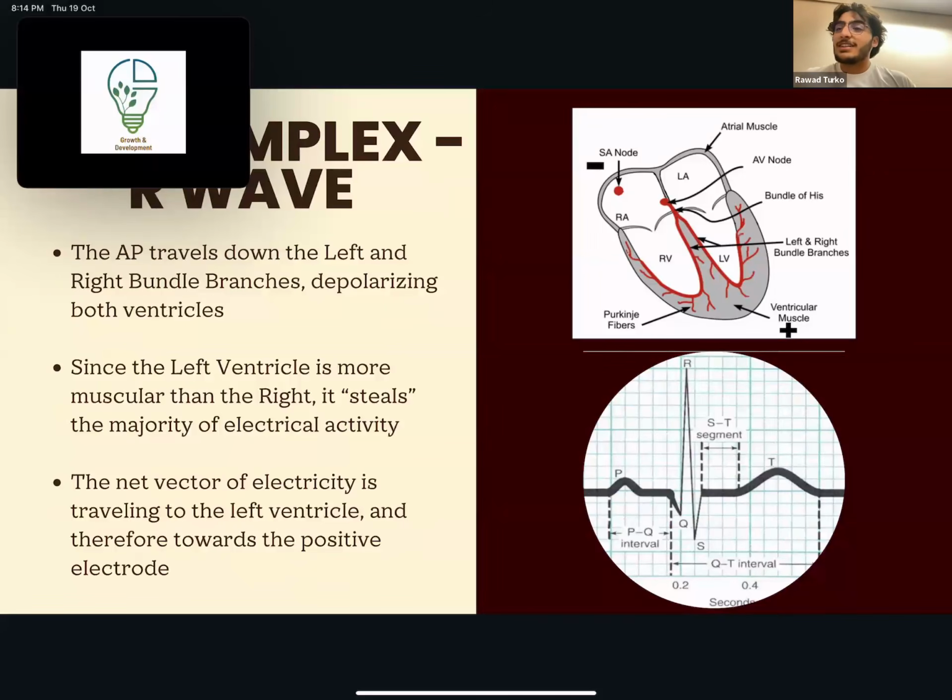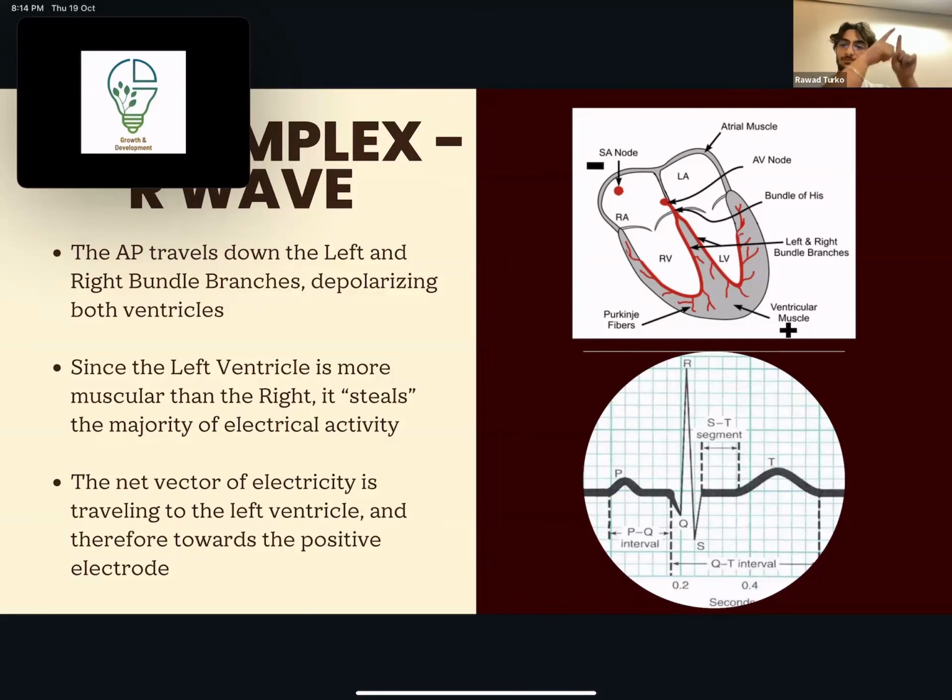Okay, next, the R wave. Let's just go through it one last time. SA node to AV node, P wave. AV node holds on to those charges, PR segment. AV node down the bundle of His, down the left and right bundle branches, depolarizes the intraventricular septum, Q deflection. Now, we've reached the bottom of the left and right bundle branches.